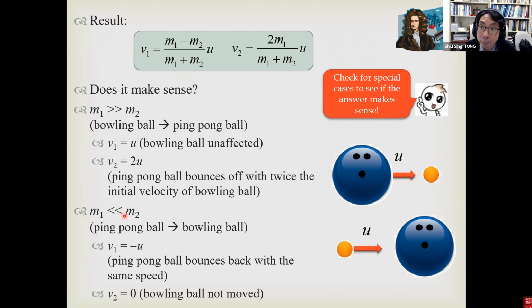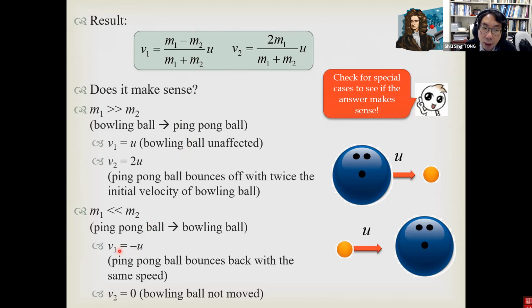Okay. Now let's consider another situation. M1 is much more than M2. So that means I initially have a small moving ping pong ball colliding with a stationary bowling ball. Is that right? And in that case, this equation gives what? M1 can be neglected compared with M2. So I have minus M2 over M2, which becomes minus u.